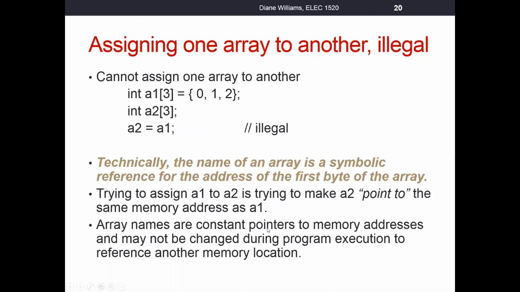So we have to remember that array names are constant pointers to memory addresses. Once we declare A1, we can't make it point to any other memory, any other array. Once we declare A2, we can't make it point to anything else. So this operation of assigning one array to another is illegal. They're known as constant pointers to memory addresses, and they cannot be changed anytime during program execution to point to any other area of memory. That probably will make more sense later when we start working with pointers. But just remember for right now, you can't assign one array to another.